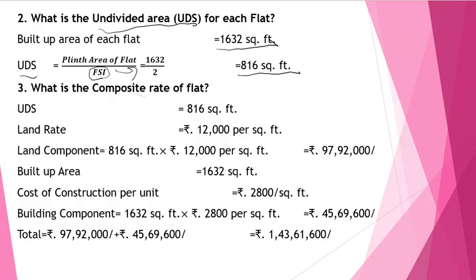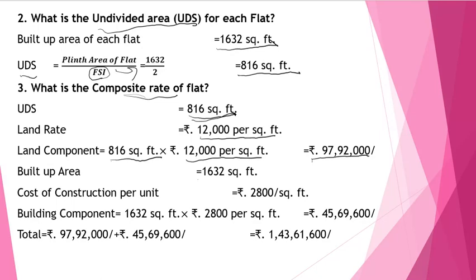What is the composite rate of the flat? So undivided share, you know, is 816 square feet. Land rate is 12,000 per square feet. So land component will be 816 square feet multiplied by 12,000 per square feet. This is the land component, 97 lakh 92,000.